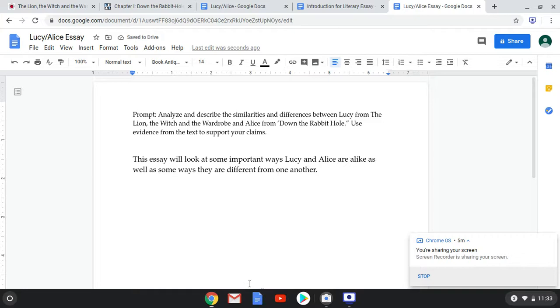Okay. So I have this essay will look at some important ways Lucy and Alice are alike, as well as some ways they are different from one another. Okay, just to show you that there's no completely right way to do this. There are wrong ways, but there's no completely right way. Let's go ahead. I'm going to write another thesis, and I'm going to say the same thing, but with different words.